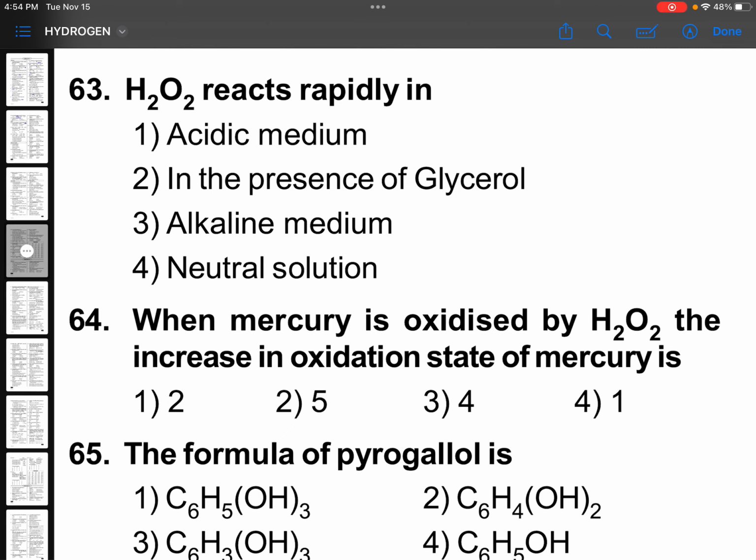Hydrogen peroxide reacts rapidly in alkaline medium, memory based. When mercury is oxidized by hydrogen peroxide, the increase in oxidation state of mercury is 2 because it turns into Hg plus 2. So it will be plus 2.